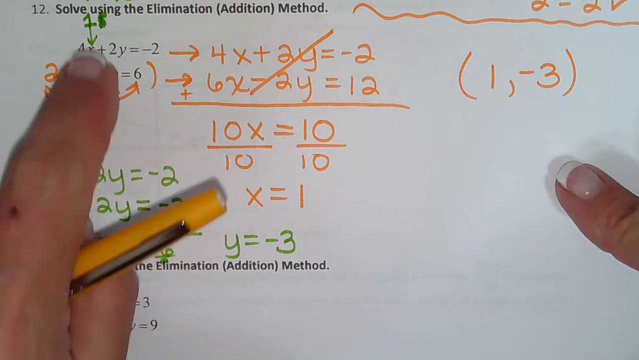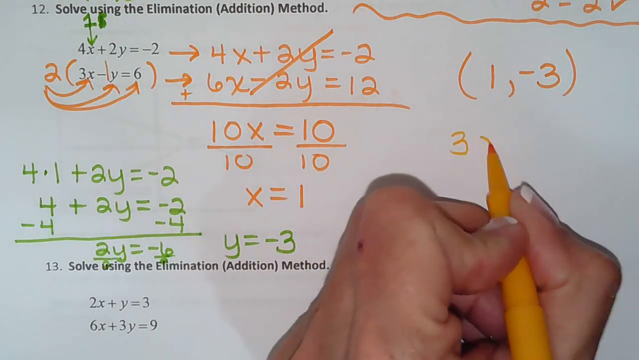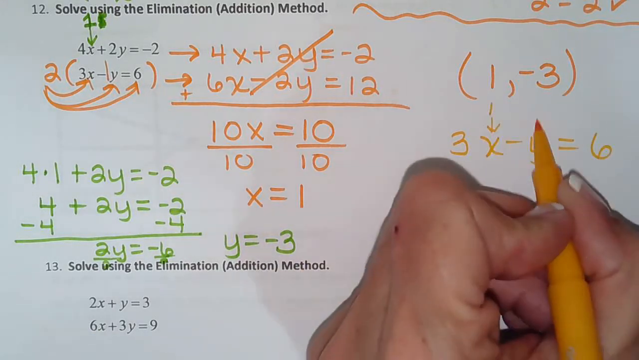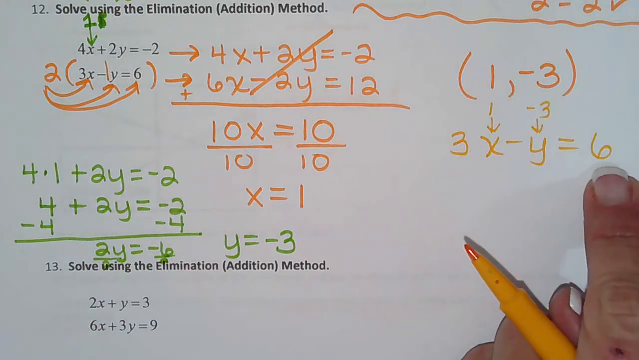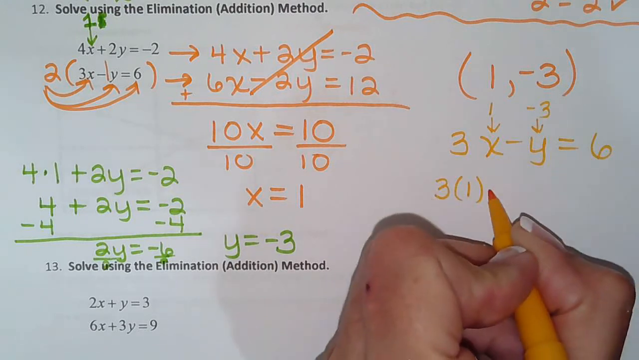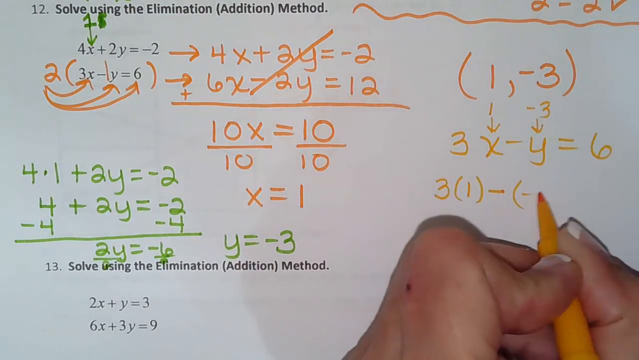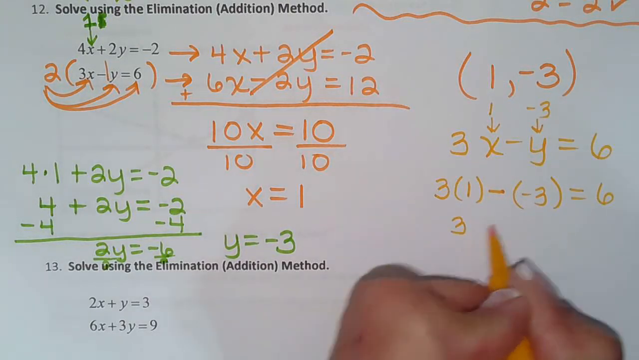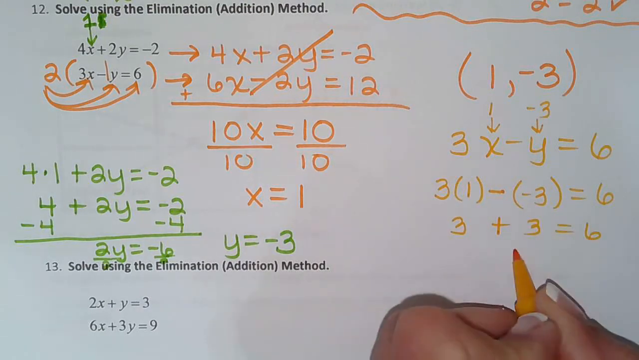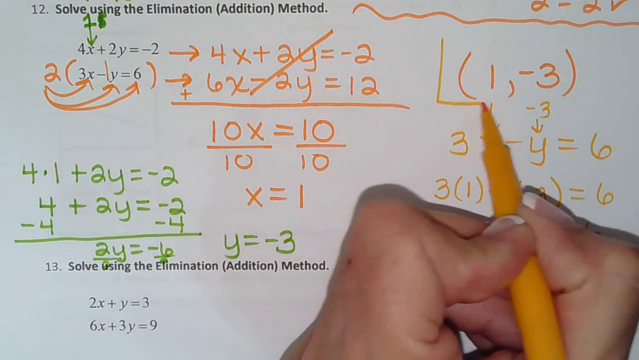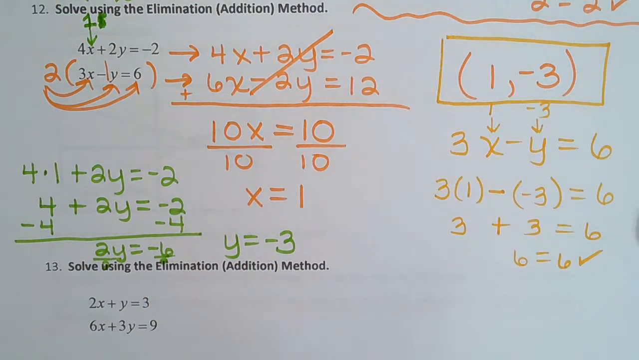Okay, so we went into the first equation, so that means to do the check, we're going to have to go into the second equation. So put 1 here, put negative 3 here, and see if when you plug those in you get 6. So it's 3 times 1, be careful here, minus negative 3. Is that equal to 6? So there's a minus there and a negative there. 3 plus 3 is 6. Yay! So once again, I can go up here and with absolute confidence know that I got that problem correct.